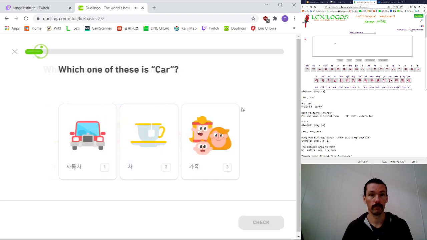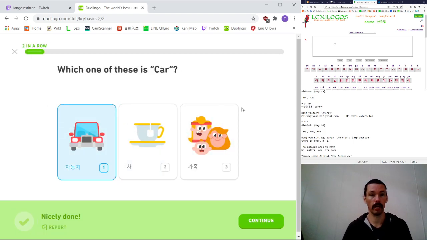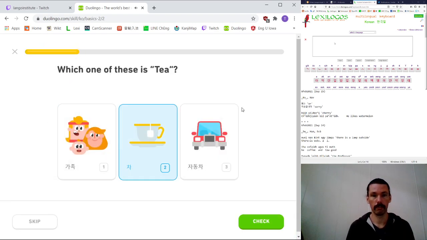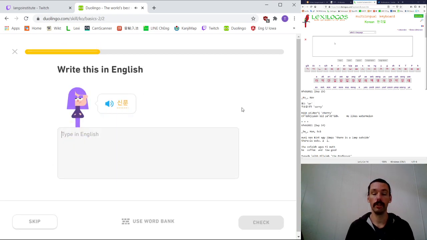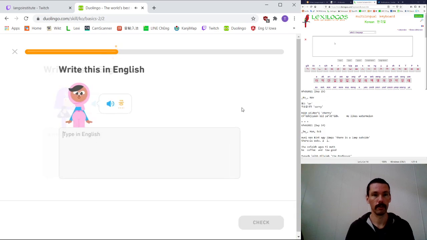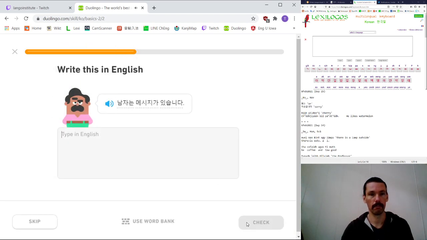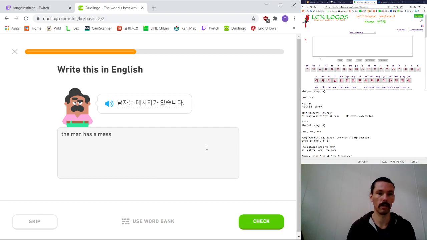가족. 자동차. 차. 신문, 신문 is a newspaper. 공, means zero, among other things. 남자는 메시지가 있습니다. 남자는, as for the man, 메시지가 is present. The man, so to him or as for the man, such and such is there means he has. The man has a message.